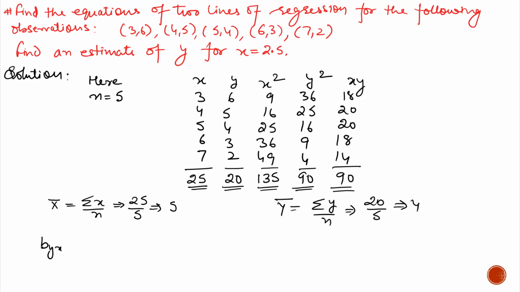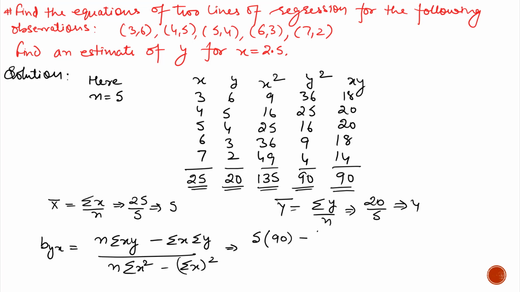And now byx is n times summation of xy minus summation of x into summation of y, divided by n times summation of x square minus summation of x whole square. And after calculation, we will get byx equals to minus 1.